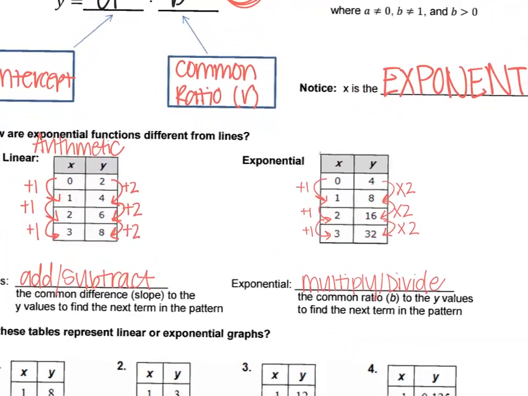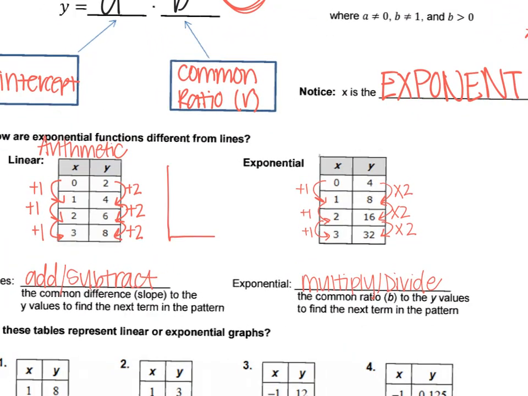If we were to see these on a graph, this would just be, well, at 0, we're up at 2.